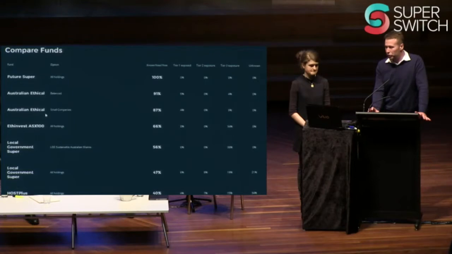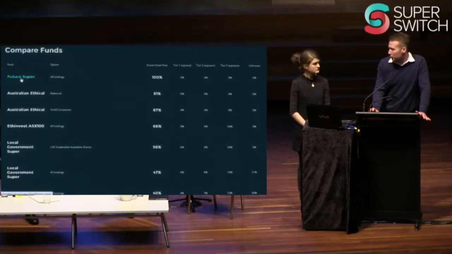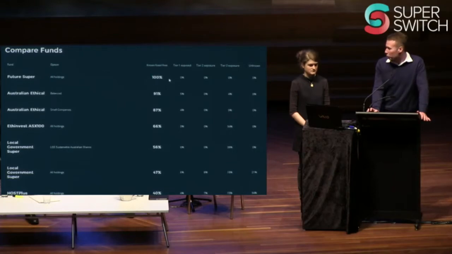So we're familiar with Australian Ethical. Of course, they've got some holdings remaining in some gas companies, which we'd love to see them divest from, but in the meantime, they're 87% fossil fuel free, 91% fossil fuel free, right at the top of that list. And for those of you who are wondering about Future Super, that's a product that I believe has just come out, and so we've got some data on them, but hopefully you'll be hearing a lot more about them as well soon.